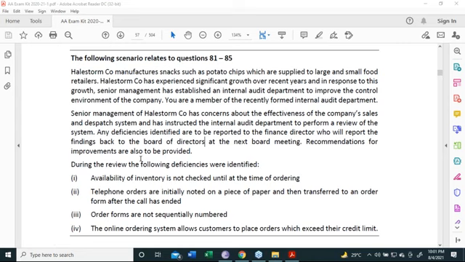Senior management of each company has concerns about the effectiveness of the company's sales and dispatch system and has instructed the internal audit department to perform a review of the system. Any deficiencies identified are to be reported to the finance director, who will report the findings back to the board of directors at the next board meeting. Recommendations for improvements are also to be provided.